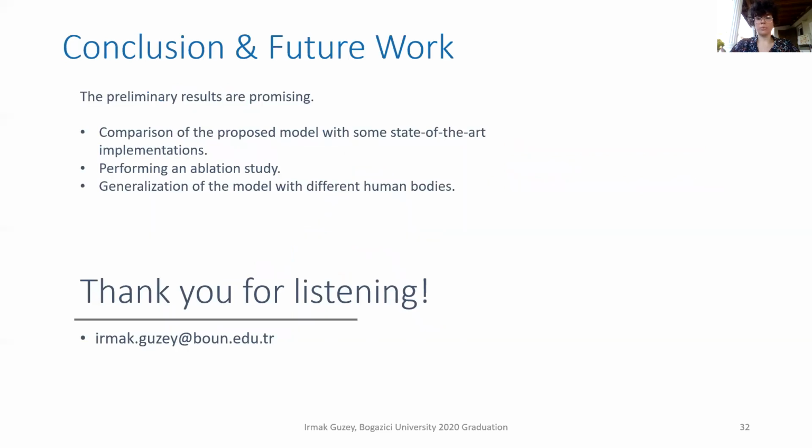Overall, in this work, we propose how propagation networks can be used in human motion prediction, and we believe that the preliminary results are promising. As future work, we wish to compare the proposed model with some state-of-the-art implementations for human motion prediction, investigate the model in detail by performing an ablation study where accuracy is evaluated when some subunits of the model are modified, and examine the generalization capabilities of the model with different human bodies. That was my presentation, and thank you all for listening.